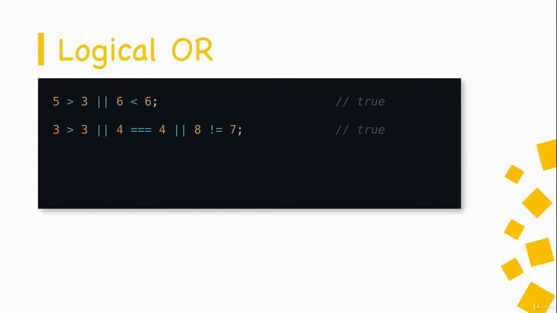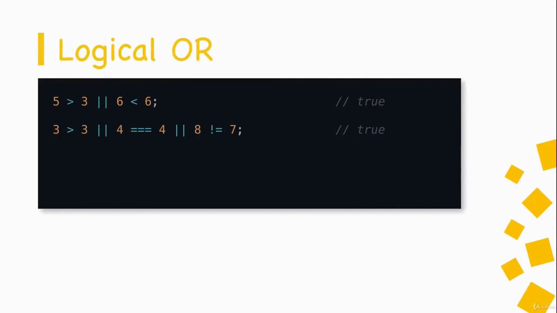And just like logical AND, you can chain operations side by side as many as you want. So 3 is greater than 3, or 4 is strictly equal to 4, or 8 is not equal to 7 returns true. Here, the first condition is false. However, the second condition and the third condition are true. That's why it returns true.